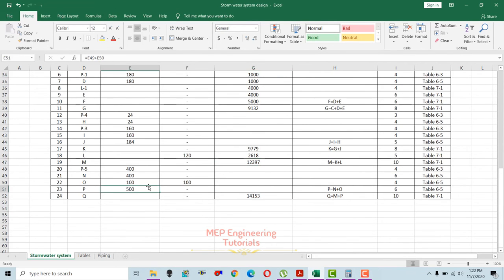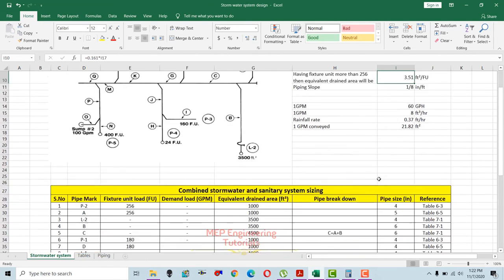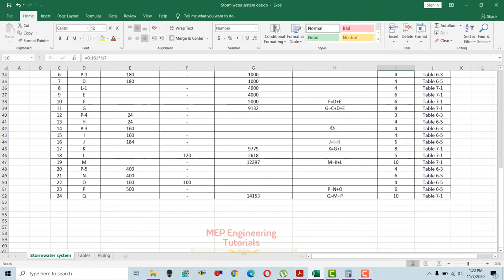but this fixture unit we need to convert into equivalent drained area. So 500 fixture unit, we know that is 3.51 square feet. Since we have 500, so 500 into 3.51, total 1,700 something plus this one. So total is 14,153.